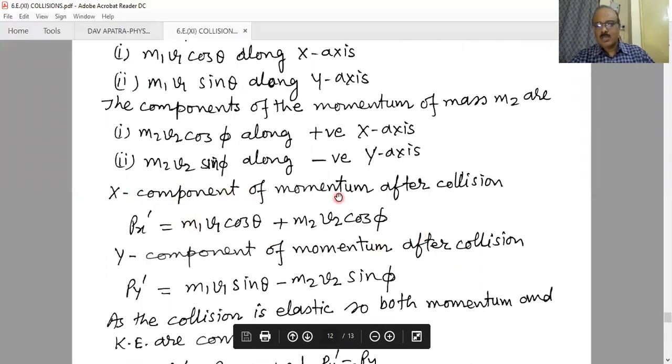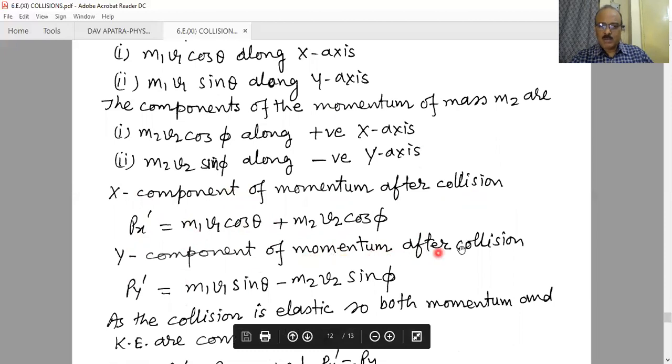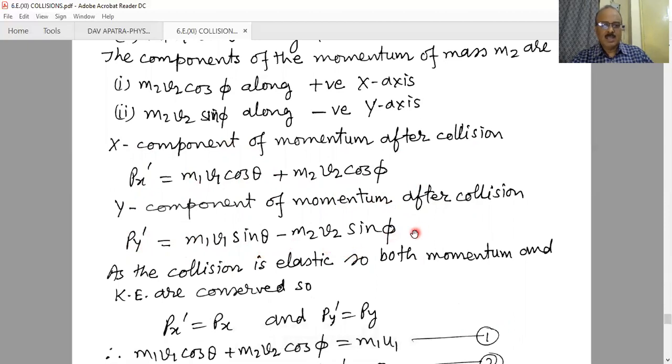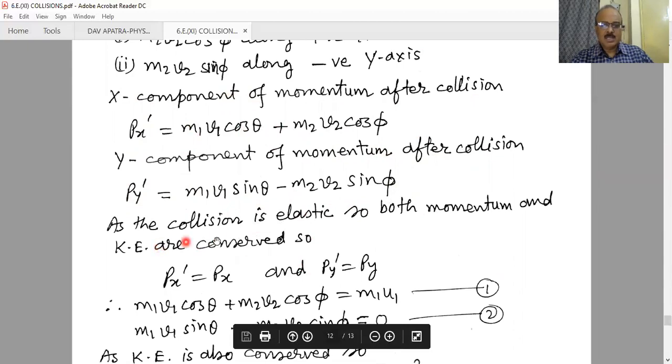Therefore, the x component of the momentum after collision, that is px dashed, is m1 v1 cos theta plus m2 v2 cos phi, and the y component of momentum after collision, that is py dashed, is m1 v1 sin theta minus m2 v2 sin phi. As the collision is elastic, both momentum and kinetic energy are conserved.